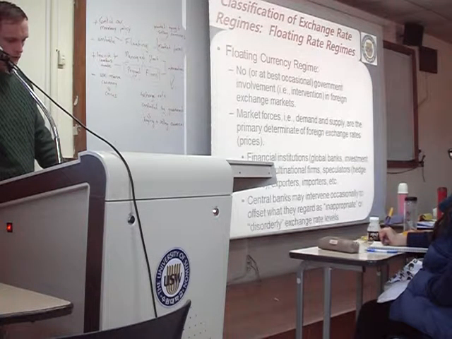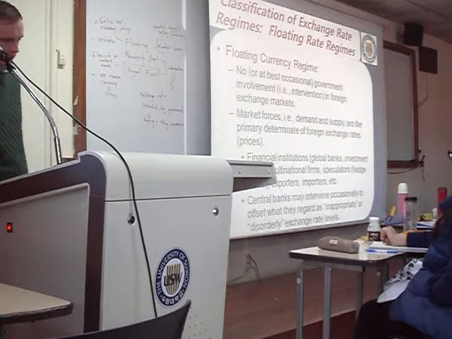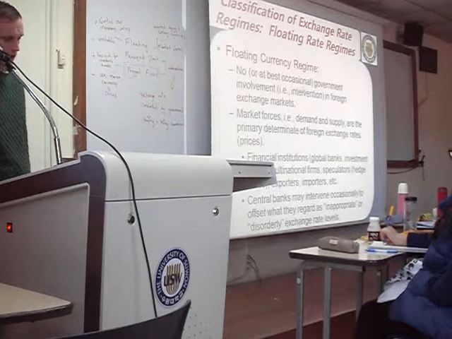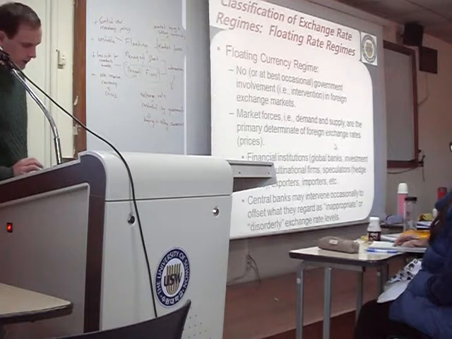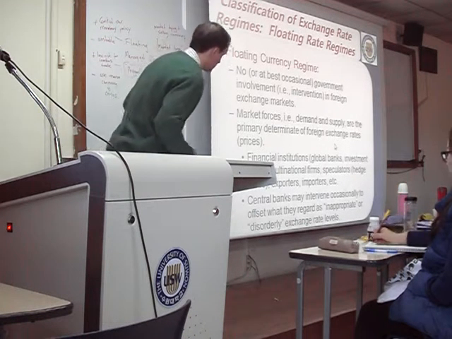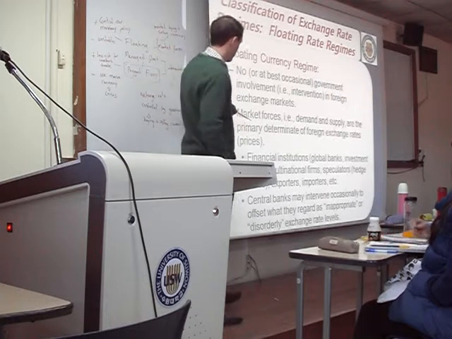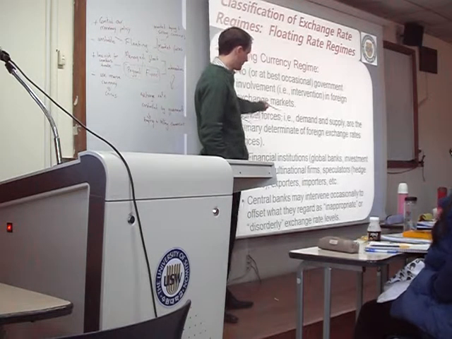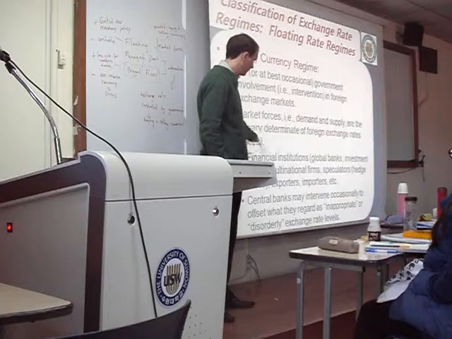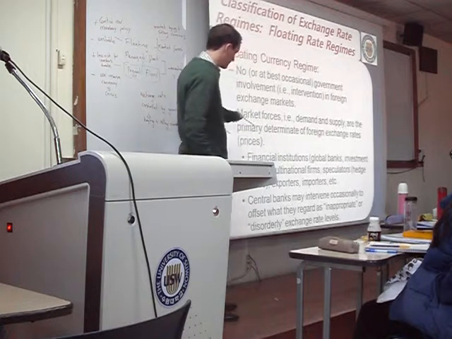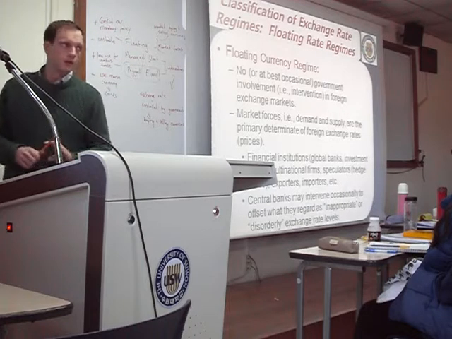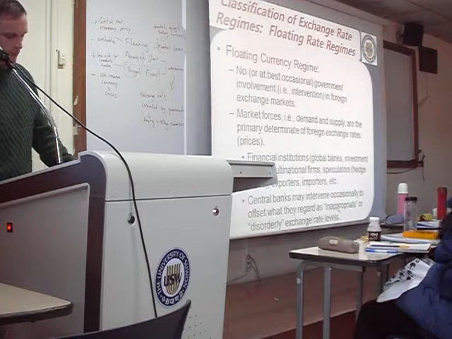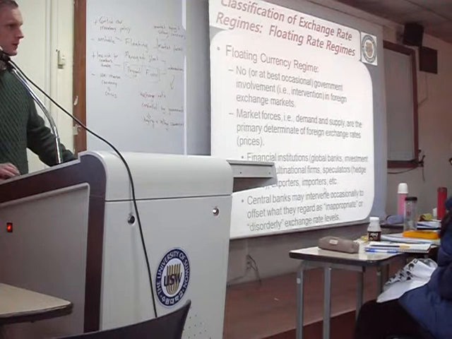So, floating, just occasional government involvement, market forces determine the exchange rate. Okay, we have financial institutions, banks, investment funds, companies, speculators, exporters, importers. They're all buying and selling the currencies. Who do you think in this group is the biggest buyer and seller of currencies?